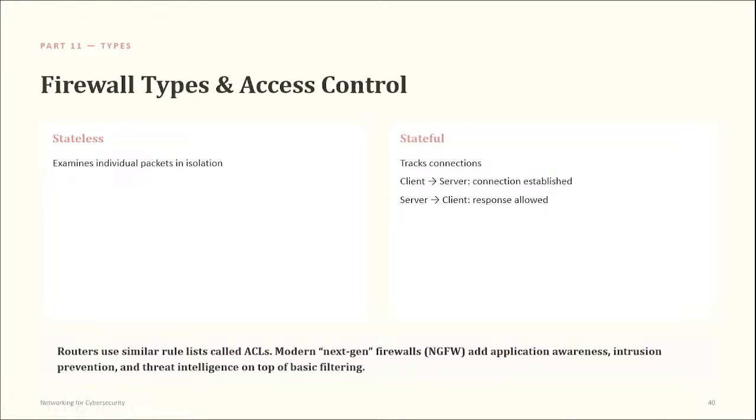Then stateful tracks connections: the client to the server, which is a connection established, then the server's response to the client is allowed. Right? So routers use similar rules, a rule list called ACL, which is access control lists. Then modern next-gen firewall, NGFW, adds application awareness, intrusion prevention, and threat intelligence on top of basic filtering. This new generation firewall adds IDS, IPS to prevent intrusion. Is it clear? We talked about IPS before now.